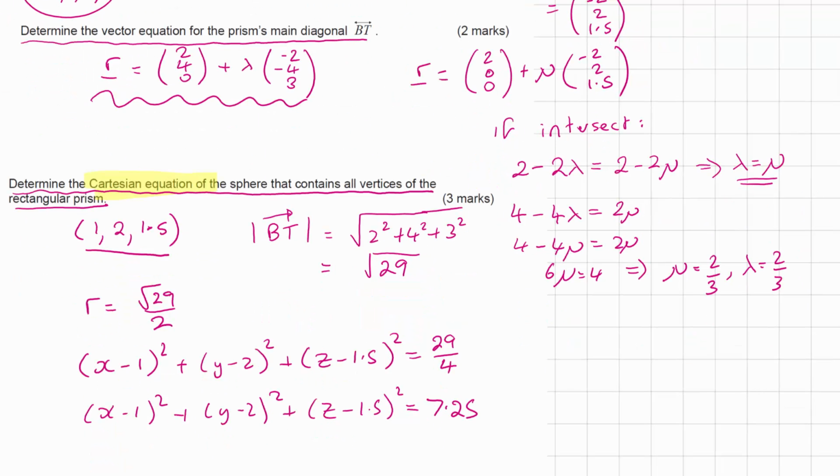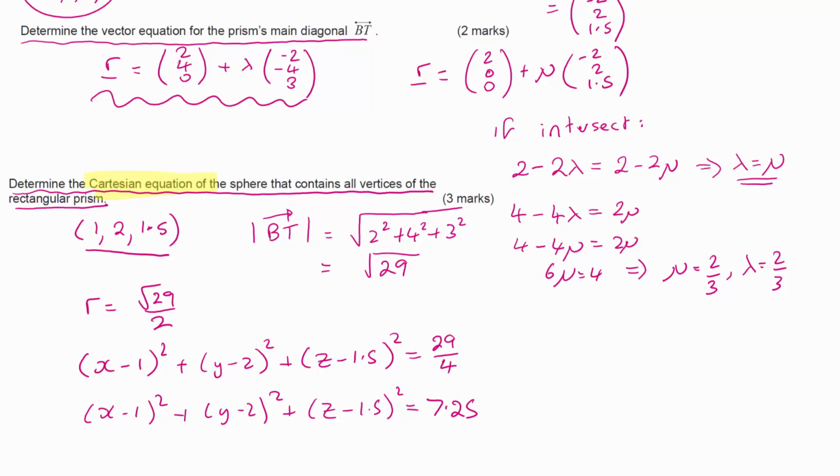And then using the k components, we would have that 3 lambda is equal to 1.5 mu. And that would only work if lambda and mu were both 0. And so with that there, that means that this does not work, and therefore the lines do not intersect.